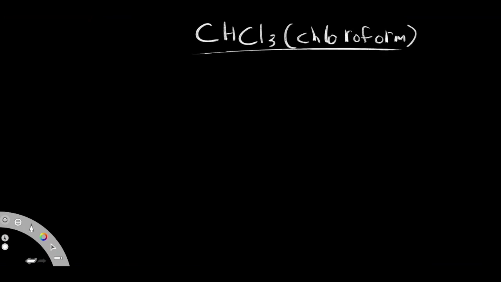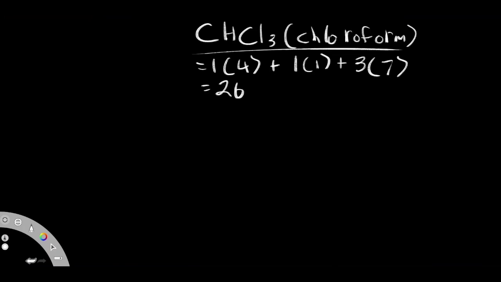So we've claimed at the beginning of this video that this is also fat soluble. Let's see if it's actually non-polar to prove that it's very fat soluble. Well, we got one carbon, so 1 multiplied by 4. Add that with 1 hydrogen, which has a valence of 1, so multiply by 1. And we got 3 chlorines, and it has a valence of 7. Add them all up, what do you get? You end up getting 26.